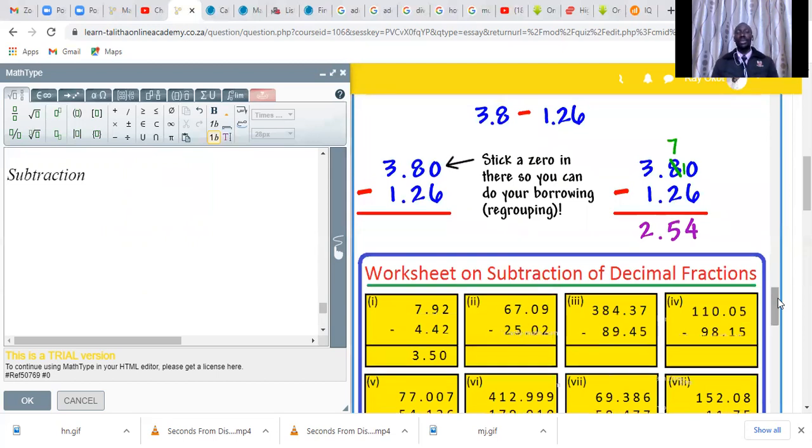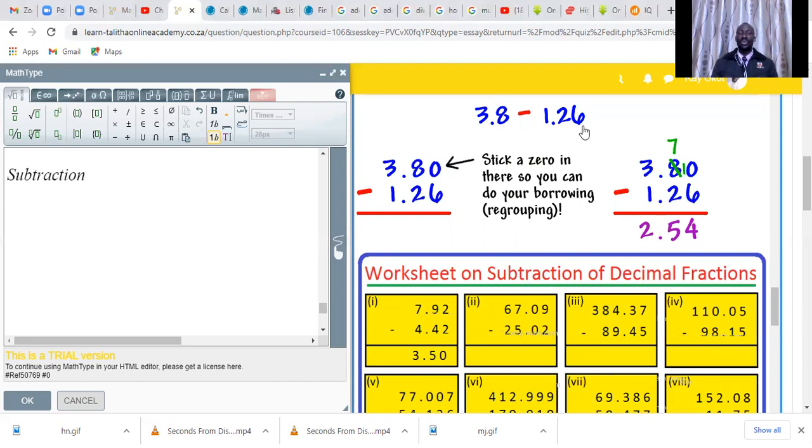Yes, here we go. Now when we are subtracting two numbers, the rule is a lot similar. We have to rearrange the numbers so that the ones fall under ones, the tens fall under tens, and also the tenths fall under tenths. Then hundredths fall under hundredths. We have to do that. So as it is indicated here, we stick a 0 in there so that you can do the borrowing, regrouping.